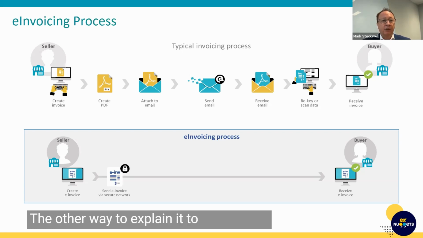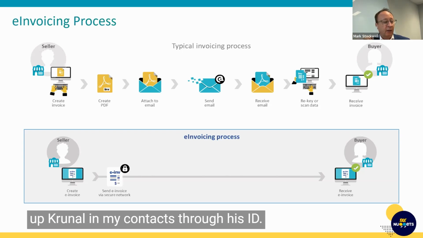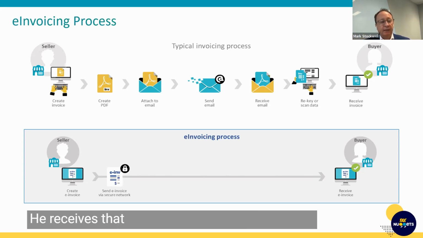The other way to explain it to your clients, I like to use as an analogy around our mobile phone network that operates here in Australia. So think about that today. I'm going to send a text to Cronull. So what I do is I pick up my phone. I pull up Cronull in my contacts through his ID. I then text off the message to Cronull. He receives that seamlessly in his mobile phone, reads the message, so it's been received by Cronull.